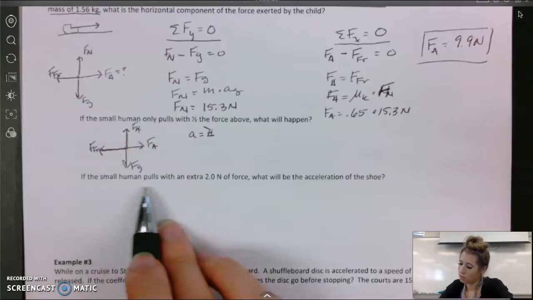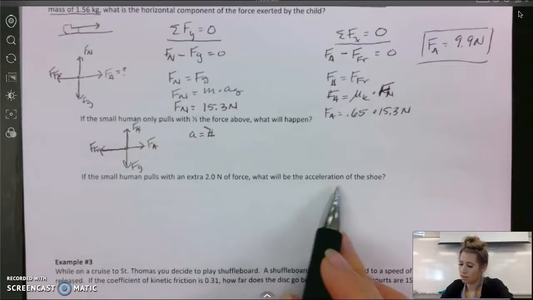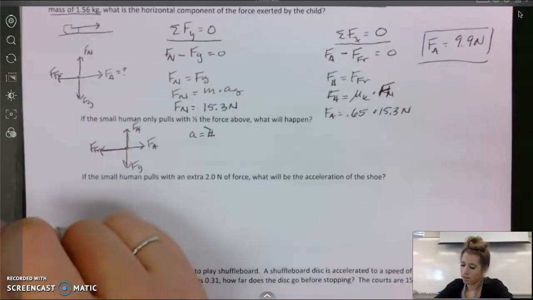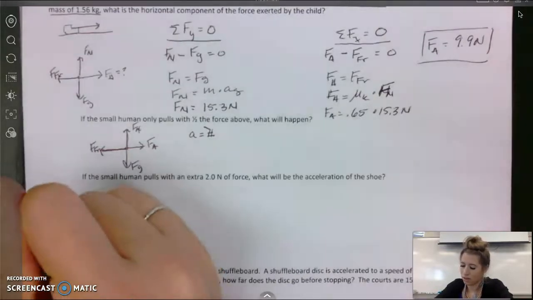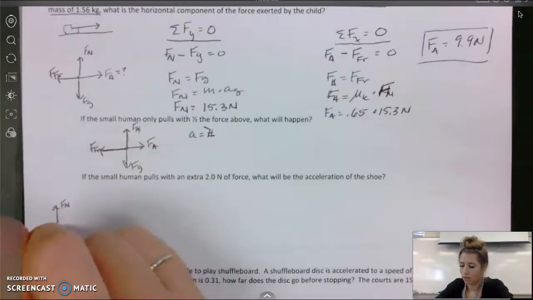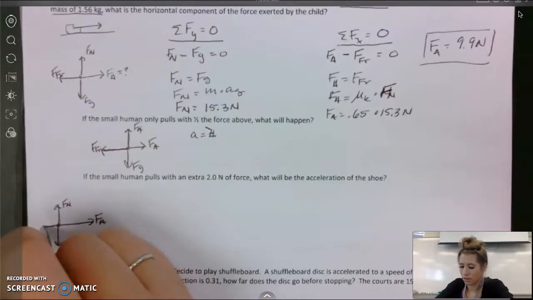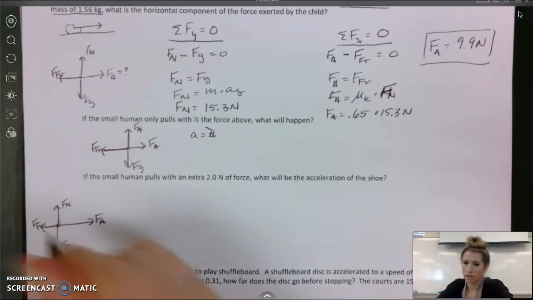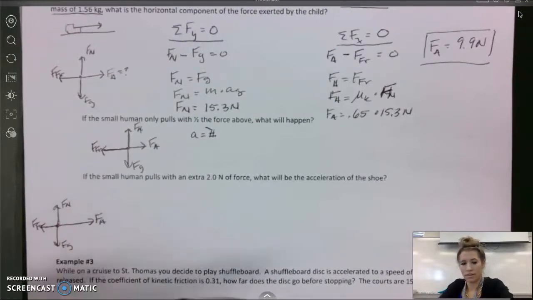If the small human pulls with an extra 2 newtons of force, what will be the acceleration of the shoe? So now we're looking at the opposite situation here. Force due to gravity, force normal. Now our applied force is greater than our force due to friction. So we now have an acceleration in the positive x direction because the sum of our forces, we have extra force here that's not being canceled in the x direction.